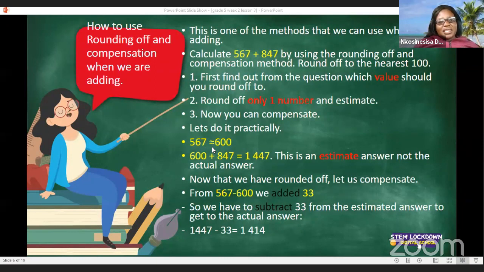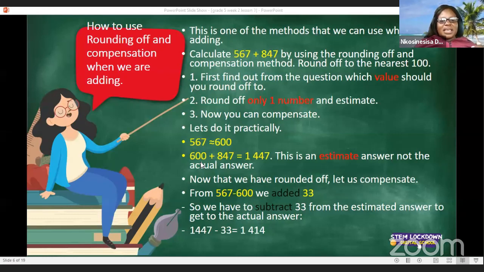567 rounded off to the nearest 100 is 600. So then I take the 600, because now that is the rounded answer from 567. I then say 600 plus the one that I did not round off, which is 847. Listen to this. I said when we do rounding off an estimate, you can do your answer mentally, meaning that you do not need a pen to get an estimated answer.